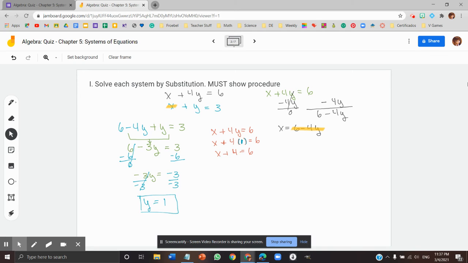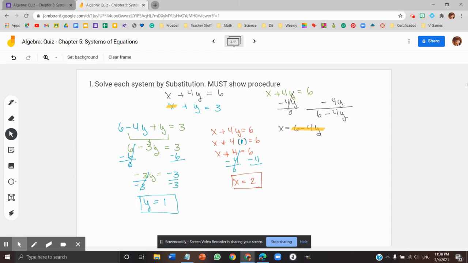Now I want to take away that 4 from there. I'm going to send it to the other side. So all I'm going to do is subtract 4 here and subtract 4 there. 4 minus 4 is 0. I canceled it on my left side, and I was just left with x. And on my right side, I have 6 minus 4. And how much is 6 minus 4? 2. Very good. And now I know what my x is.